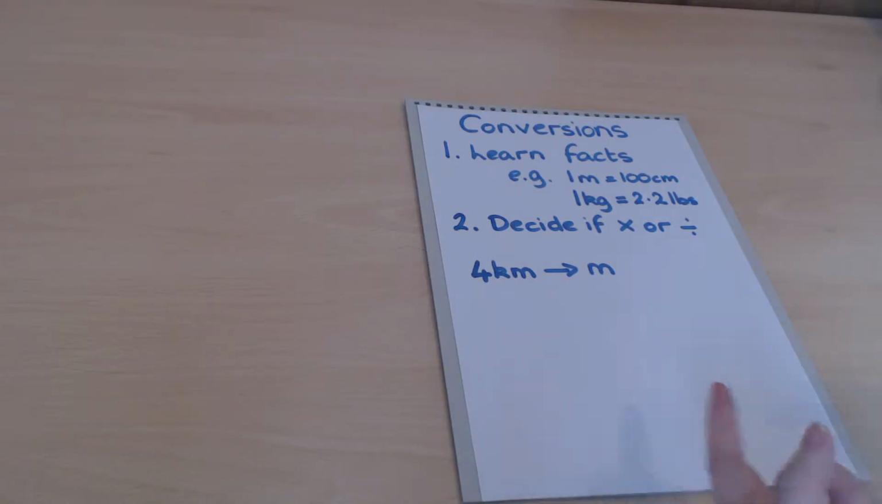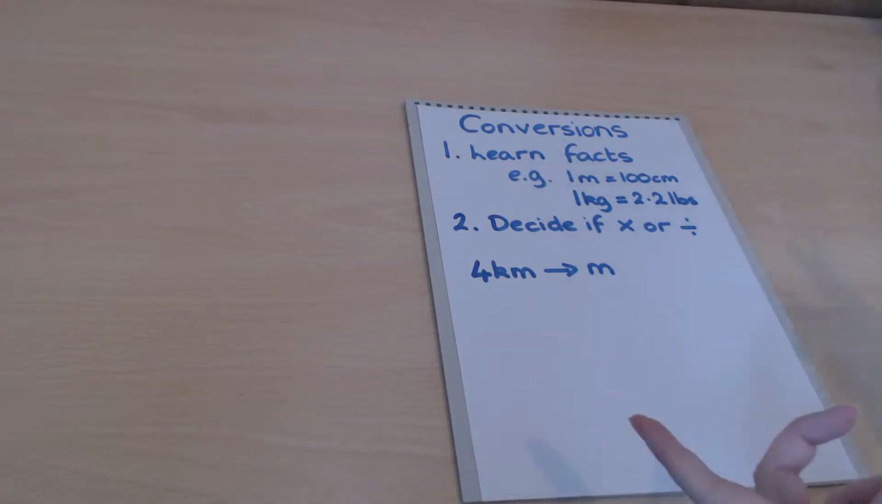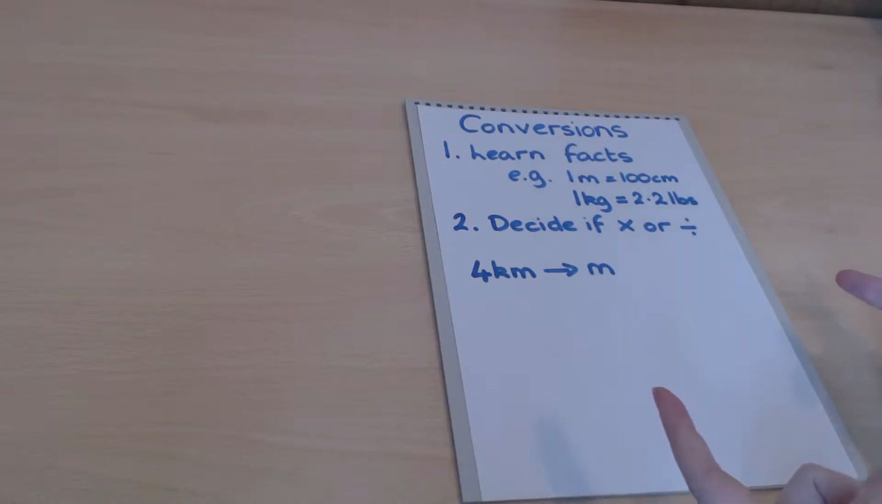So if we're talking about measures, then they expect you to know all your metric conversions. So like 1 metre is 100 centimetres. 1 kilogram is 1,000 grams. You need to know all of those.